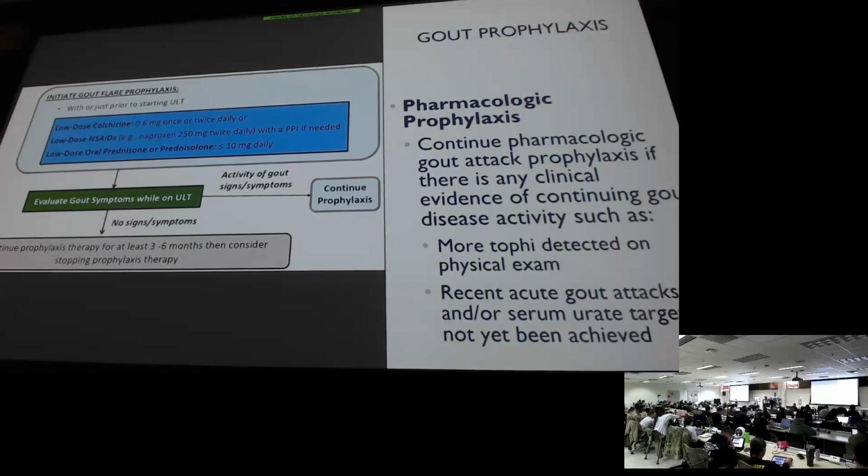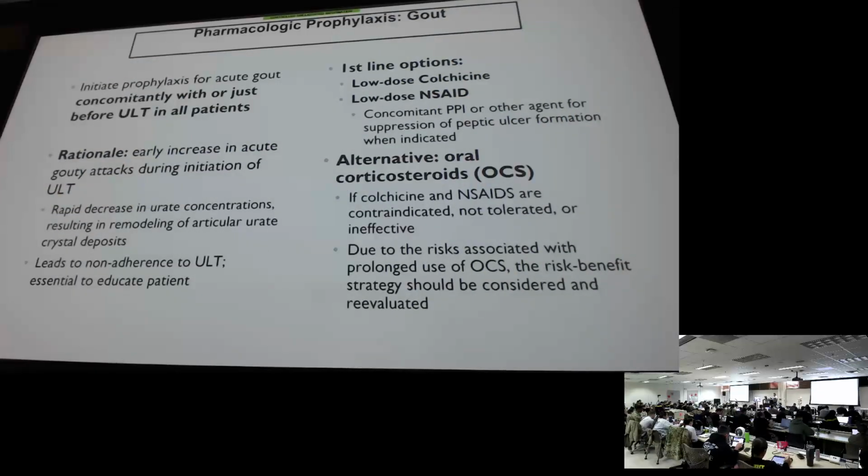Prophylaxis we talked about. The key is when starting ULT, start at a low dose, with one of the three: NSAIDs, colchicine, or steroids. That's all that chart is saying. So for prophylaxis, your options, as I mentioned, are low dose colchicine, low dose NSAID, and give a PPI, it's on this slide, to prevent those GI side effects or peptic ulcer formation. And then an alternative is the oral corticosteroids. That's your last line. So basically, if you can't do the NSAIDs or colchicine, get them on prophylaxis.